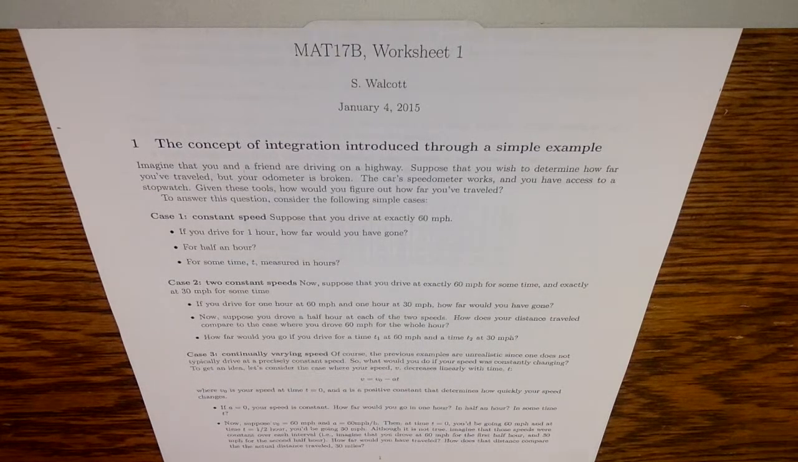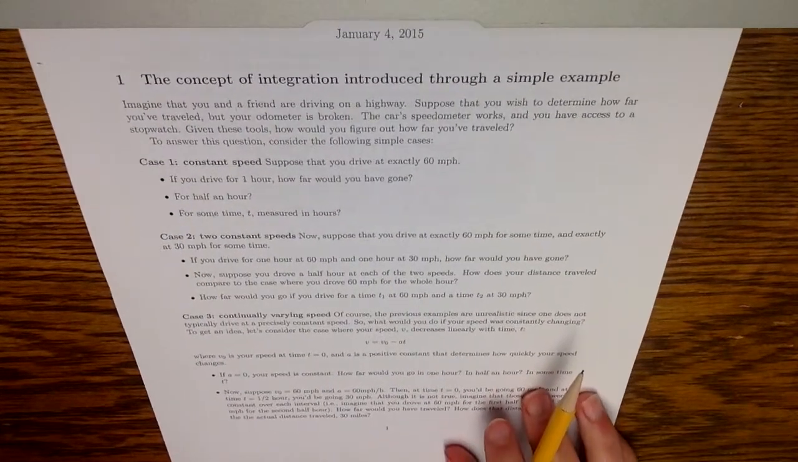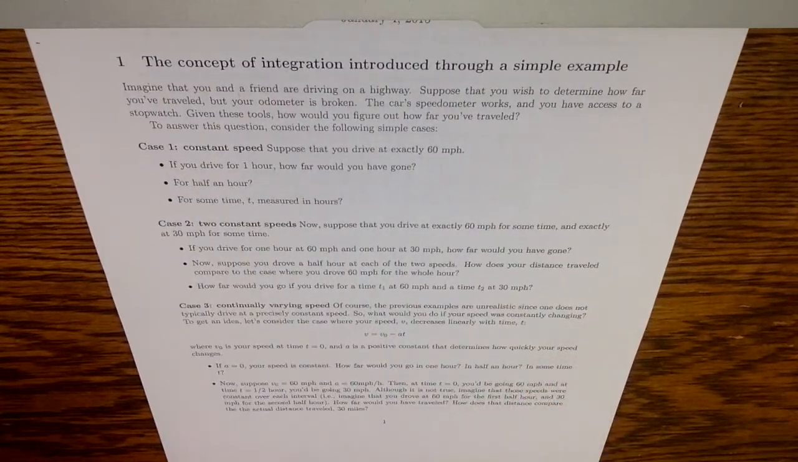So the problem was, imagine that you and a friend are driving on a highway. Suppose that you wish to determine how far you've traveled, but your odometer is broken. The car's speedometer works, and you have access to a stopwatch. Given these tools, how would you figure out how far you've traveled?